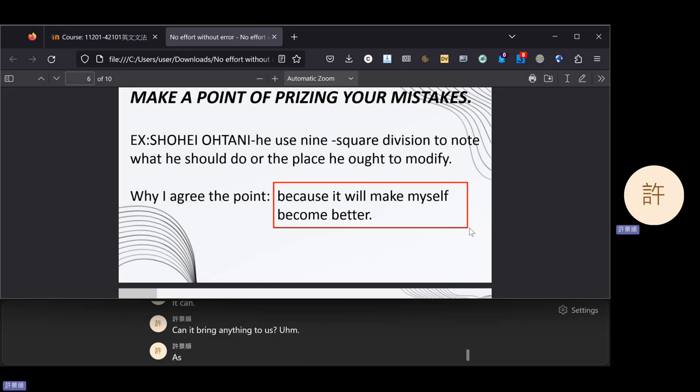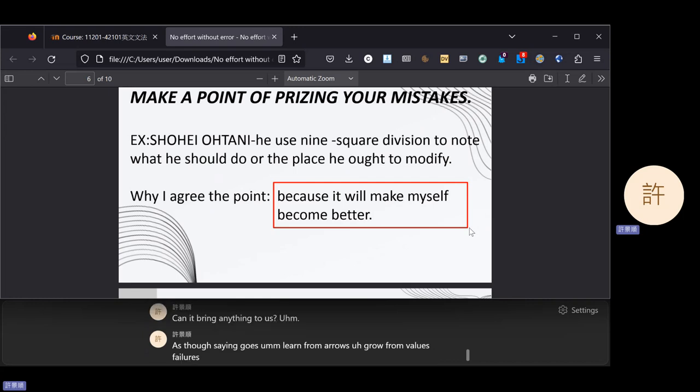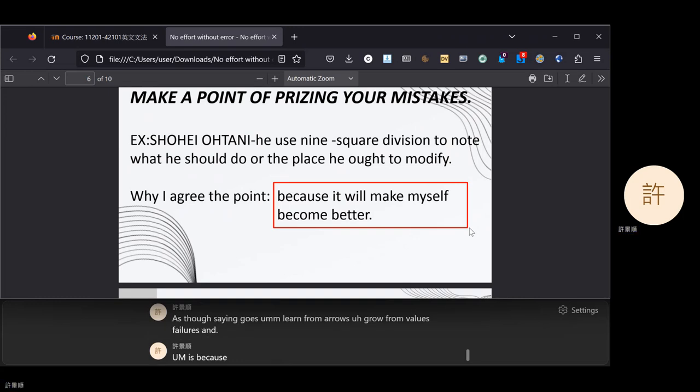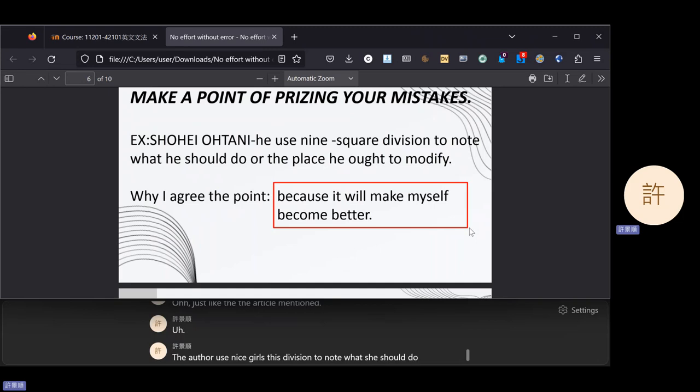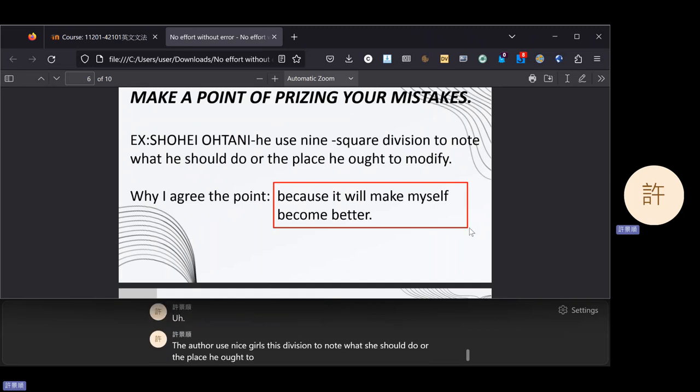As the saying goes, learn from errors, grow from failures. It's because, just like the article mentioned, the author used nine squares to note what he should do or the place he ought to modify to find the correct words.